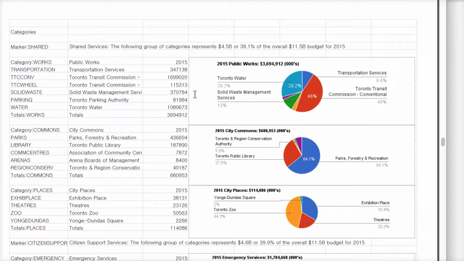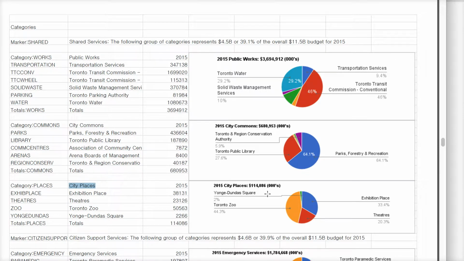And this gives a bit of a sense of how things break down. So here are the main categories for shared services, for example, which is public works, city commons, as I looked at before, and city places. And you can see those there. To the right, a graphical representation of each of them. The main ones in public works are Toronto Water, waste, transportation, and transit. Obviously, transit has the lion's share of that group. In city commons, parks, forestry, and recreation has the lion's share of that group. Toronto Public Libraries are also fairly substantial.